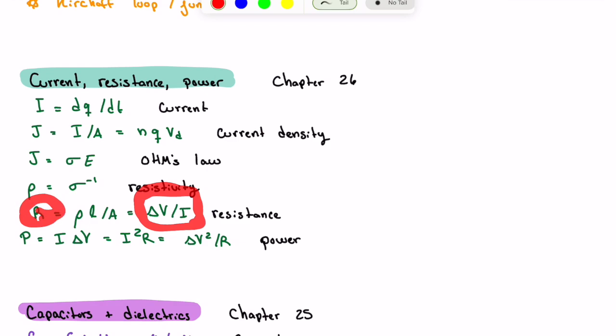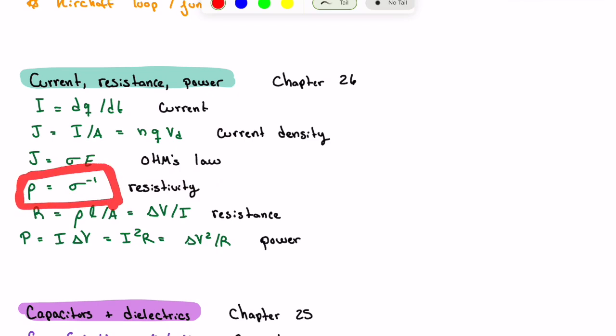And we kind of called the second one Ohm's law. Well, I mean, this one is, but it doesn't really matter. Something else that's important is rho. Rho is the resistivity. So it's like how resistive is this material to having things move through it, and it is the inverse of the conductivity, which is how conductive the material is.